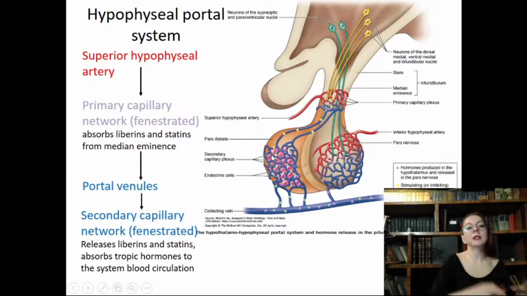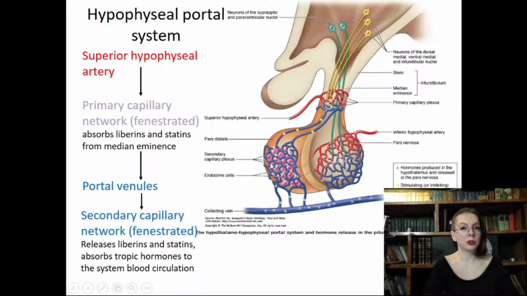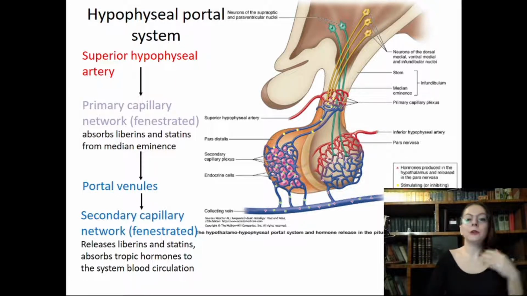Adenohypophysis is under the control of hypothalamic hormones, liberins or statins. So if liberin is produced, then adenohypophysis produces its hormone. If statin is produced, then it stops its production. And the question is, how do those hormones from the hypothalamus, from the nervous system, get delivered to the adenohypophysis, to the endocrine system? And the answer is in the blood supply, the hypophyseal portal system. Very easy to comprehend if you understand the destination of those vessels.